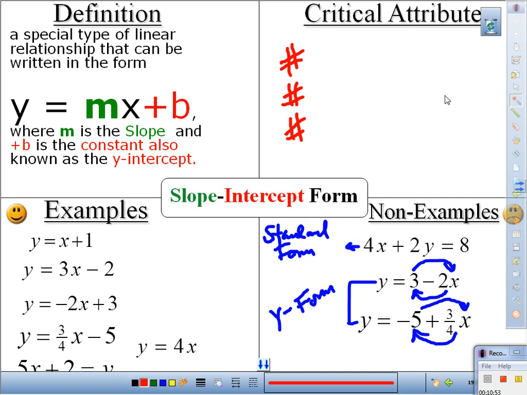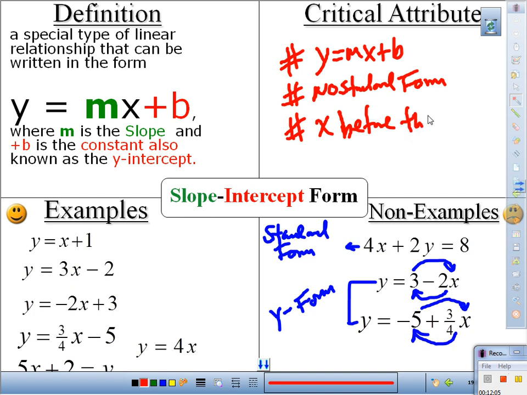All right, let's see. Hashtag, Michael, go. Whoa, y equals mx plus b. We got another one. Julian. No, standard y. No, standard form. Okay. We got another one. One more. Keisha. X before the y-intercept. Yep, that is correct. We got this, yes? Yes, Mr. Q. All right, good.